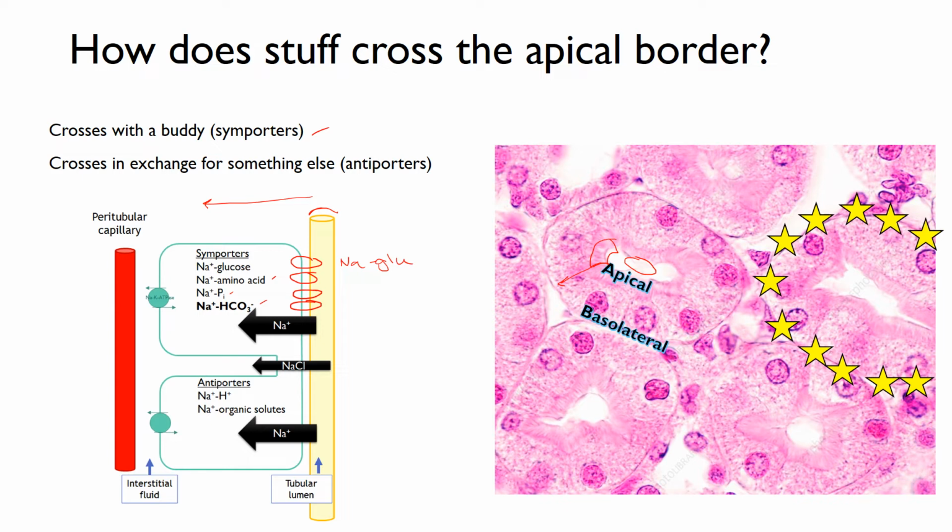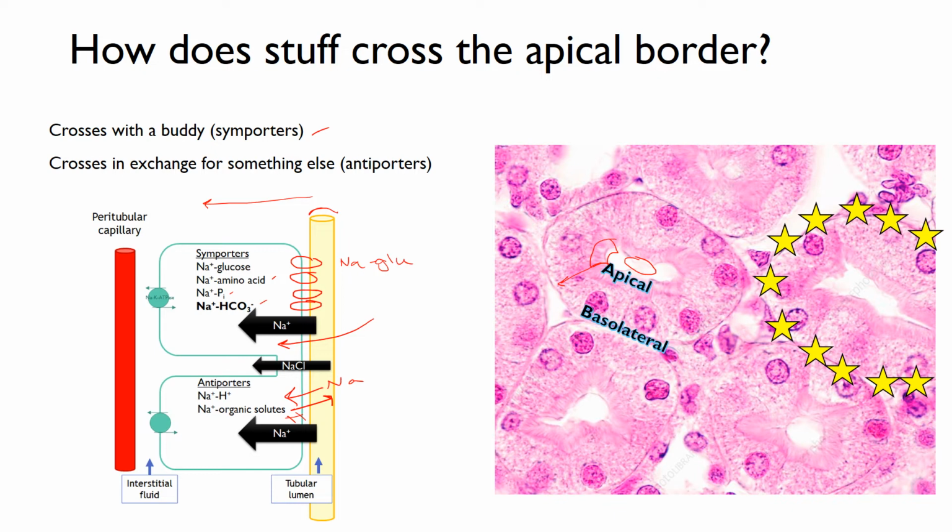But you'll learn more about the movement of bicarbonate in acid-base physiology. Regardless, sodium gets in across the apical side of the cell membrane using a buddy system. Now, there is another way, and that is an antiporter, meaning that sodium, for instance, can cross the apical side of the membrane also in exchange for something else, meaning for every one sodium that gets in, something else gets kicked out, and that can be a hydrogen or other solutes.